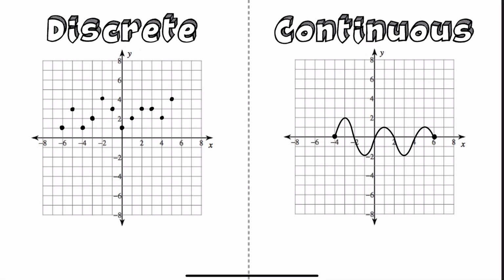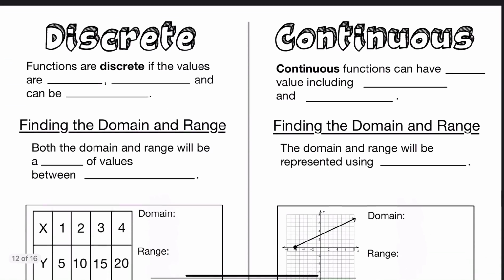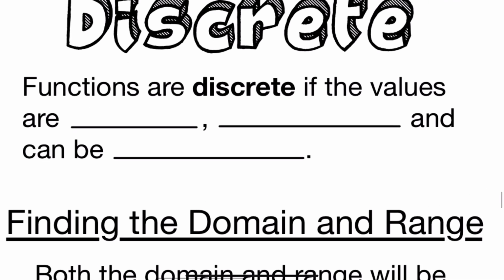All right, and then we have continuous functions. Those will be a line. Each time you graph a continuous function, it will be some sort of line that doesn't have any holes in it or anything like that. Okay, so let's get a little bit deeper in there and go to discrete first.